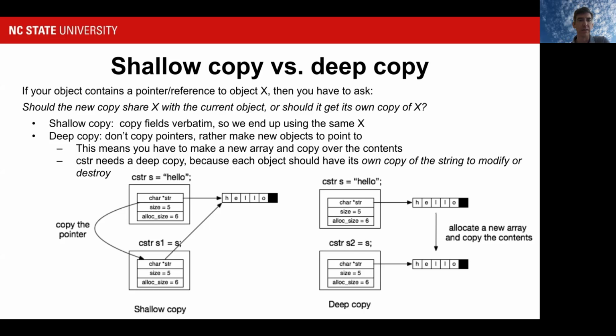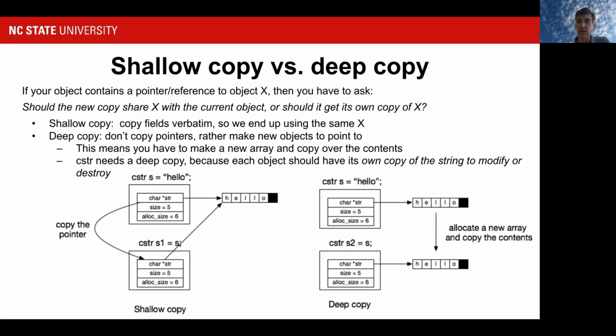What we need really is what's called a deep copy. And in a deep copy, you're not content just copying the fields verbatim. Instead, when I make a new copy here, I make a whole other array and I copy the contents of the array over as well. So now my new object S2 that's copied from S actually has its own array with the same contents as object S. This is a deep copy. And oftentimes when we have pointers inside objects, what we want is a deep copy.